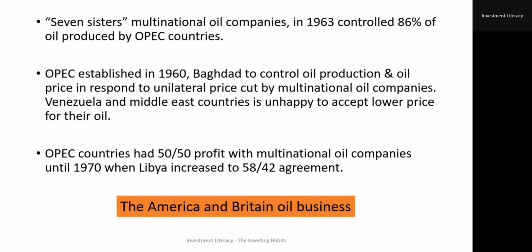OPEC countries had a 50-50 profit sharing with multinational companies. This is because they relied on these oil companies for oil exploration technologies and oil refinery technologies, until 1970 when Libya increased profit sharing to 58. OPEC started to demand more profit sharing.